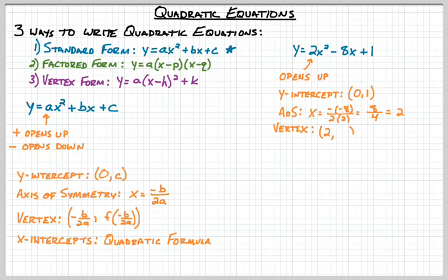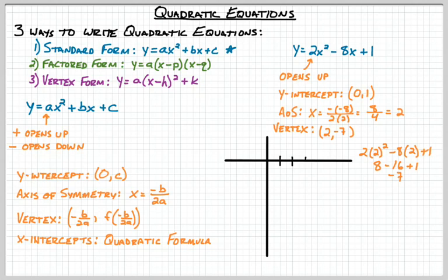Now to find the vertex, we're just going to plug that back into our equation. So we know the x value is 2, and we have to find the y value. So we plug it in, we do some basic calculating, and we get -7.